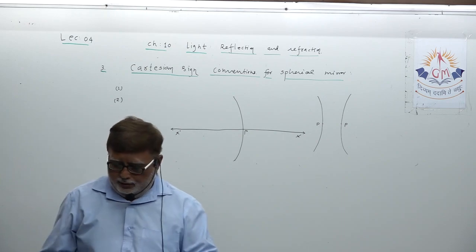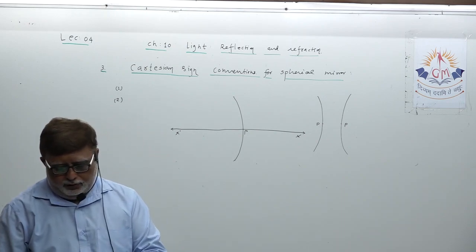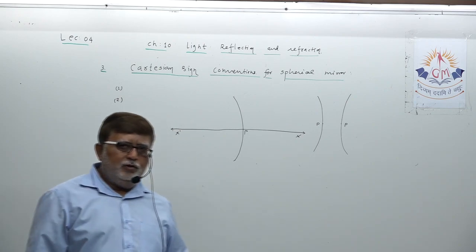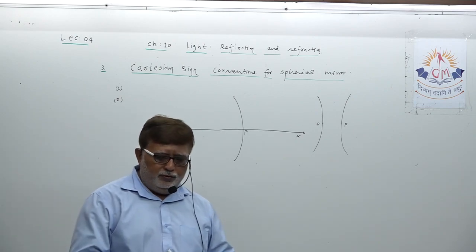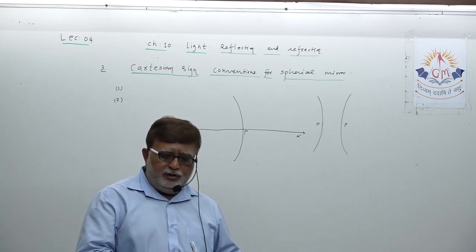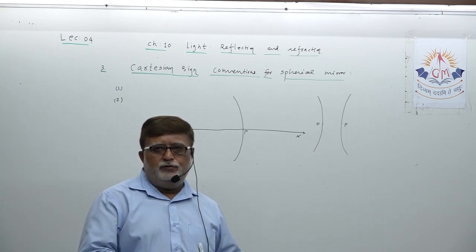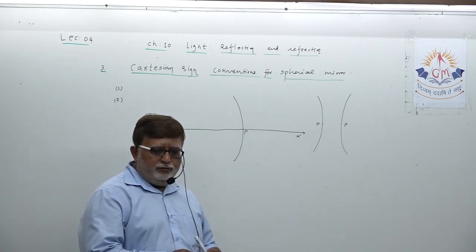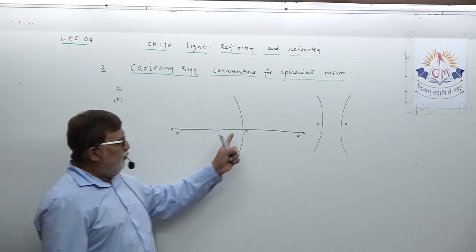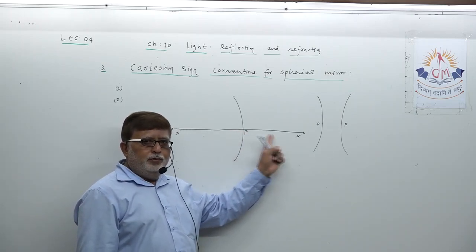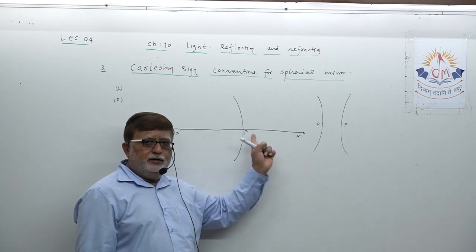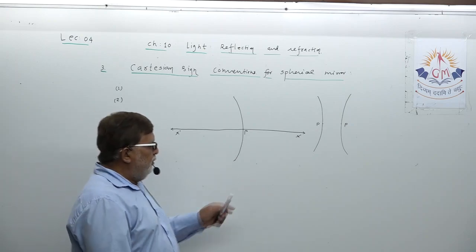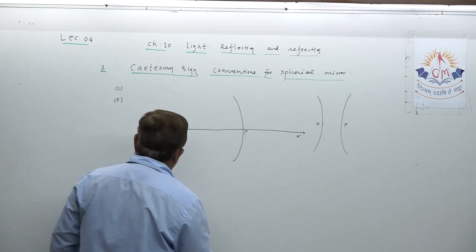See, it has been written here. The pole of the mirror is taken. That's why I am reading, so that when you prepare the topic, it becomes comfortable for you. The pole of the mirror is taken as the origin and the principal axis of the mirror is taken as the x or x dash axis of the coordinate system. That means P will be the origin, Px will be the positive x direction, and Px dash will be the negative x direction.